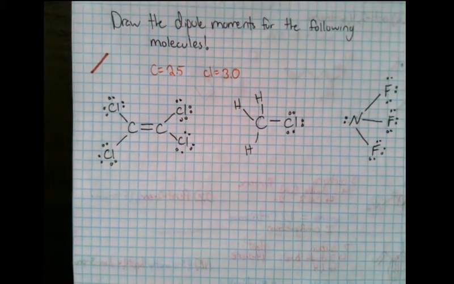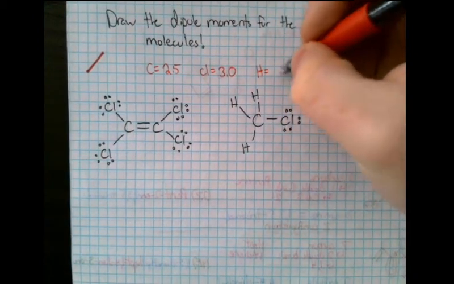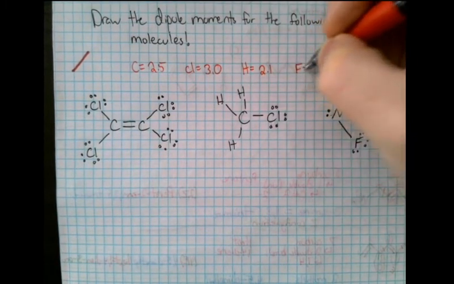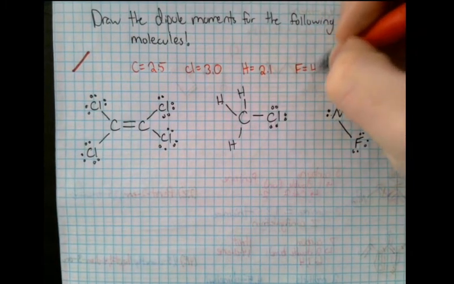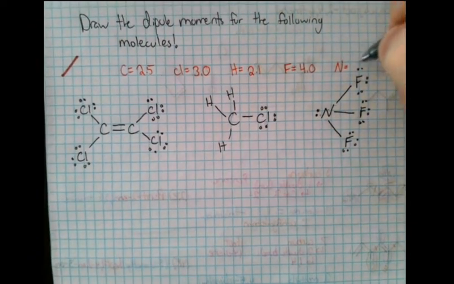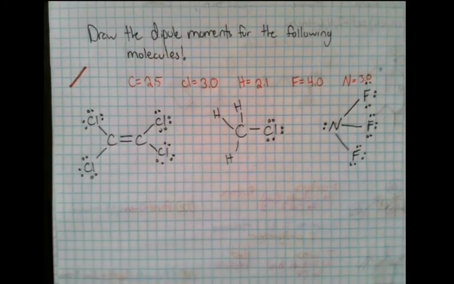I might as well get all these other pieces that I'm going to need while I'm there real quick. H equals 2.1. Fluorine represents 4.0. And nitrogen equals 3.0. Okay, so we've got all the pieces that I'm going to need for this example here.